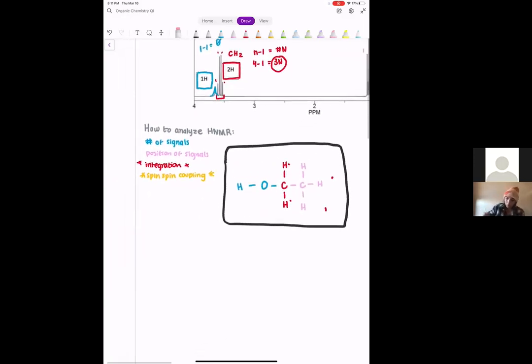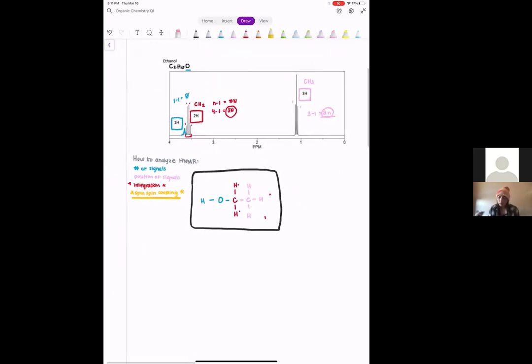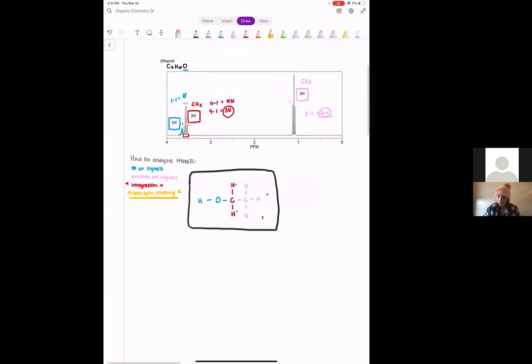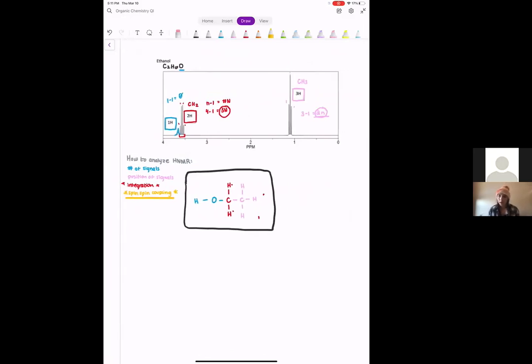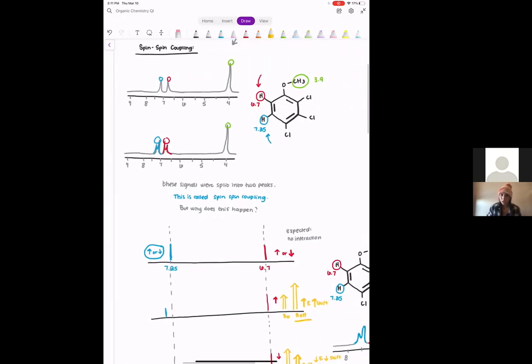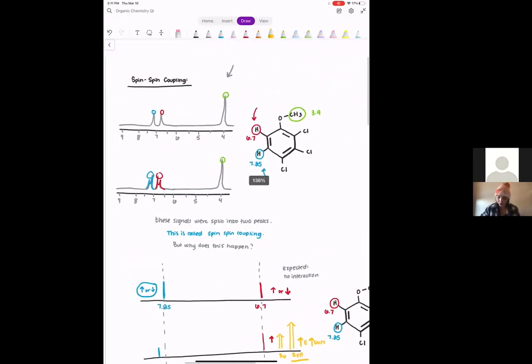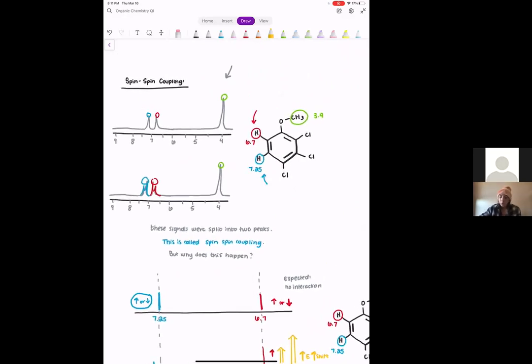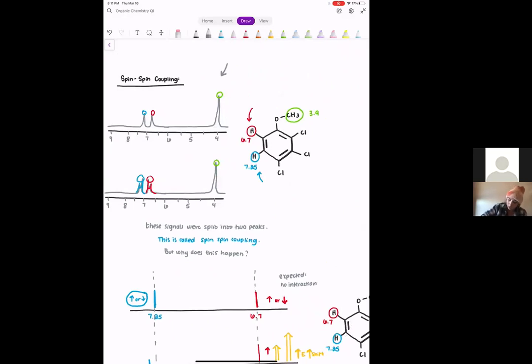For this example, we didn't really have to use the spin-spin coupling, mostly because this is a pretty straightforward molecule. However, I have a different example that will explain what spin-spin coupling is and how it can be helpful in analyzing NMR. So let's look at this structure right here. When looking at this, we would expect to see this structure right here.